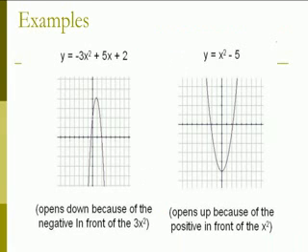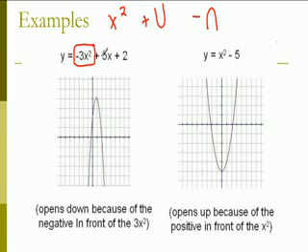So let's look at these examples. We have y equals negative x squared plus 5x plus 2. We're looking at our x squared term. Remember, if it's positive, it's up. If it's negative, it's down. So let's see if that's true. Here we have a negative 3x squared, so the parabola will open down because there's a negative in front of the 3x squared. The next problem, we have just a positive x squared, so it's going to open up because it's a positive in front of the x squared.